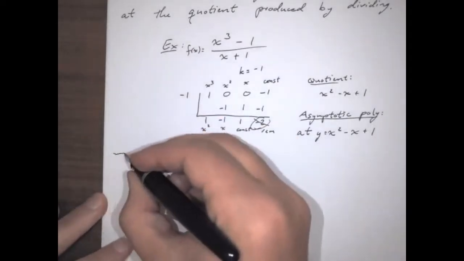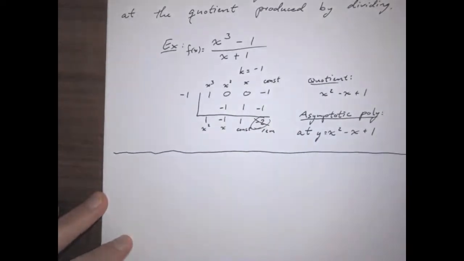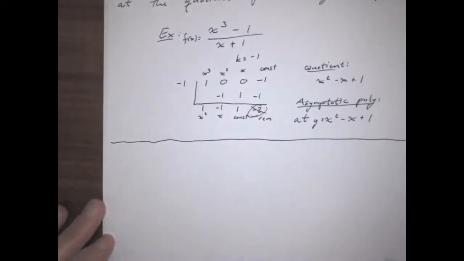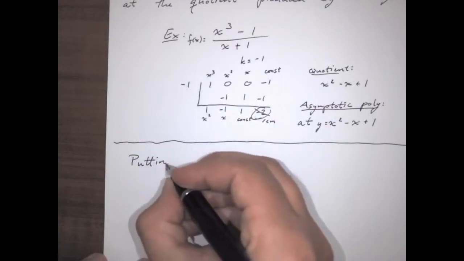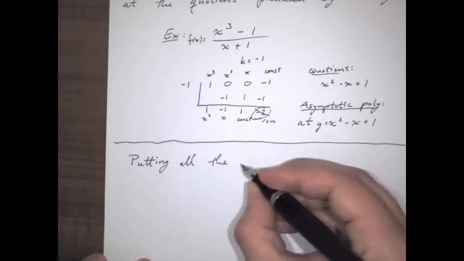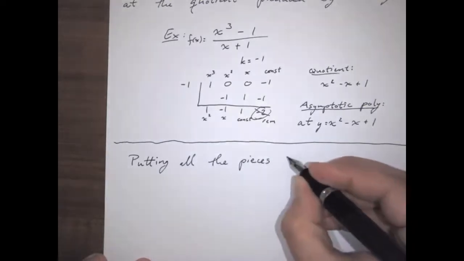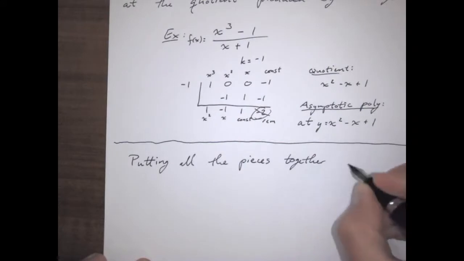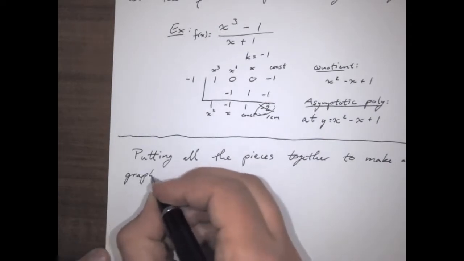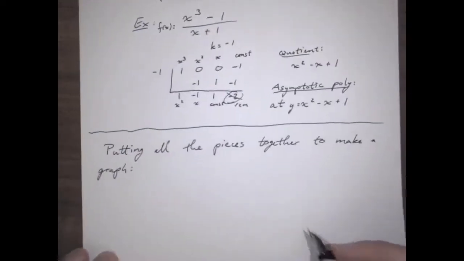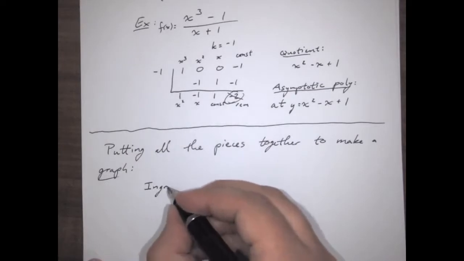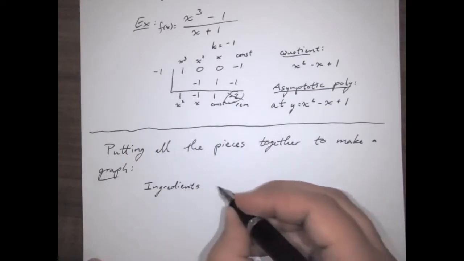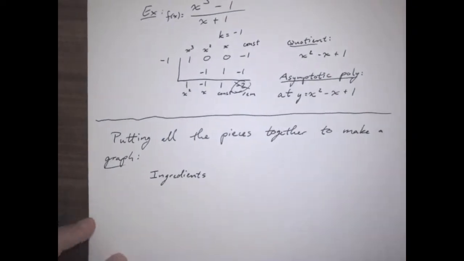Alright. Now, all of these pieces can be put together to make a graph. And that's actually the exciting part of all this. So, putting all the pieces together to make a graph. So here's what we need. So here are the ingredients. The ingredients we'll need. So here's the recipe for making a delicious graph.